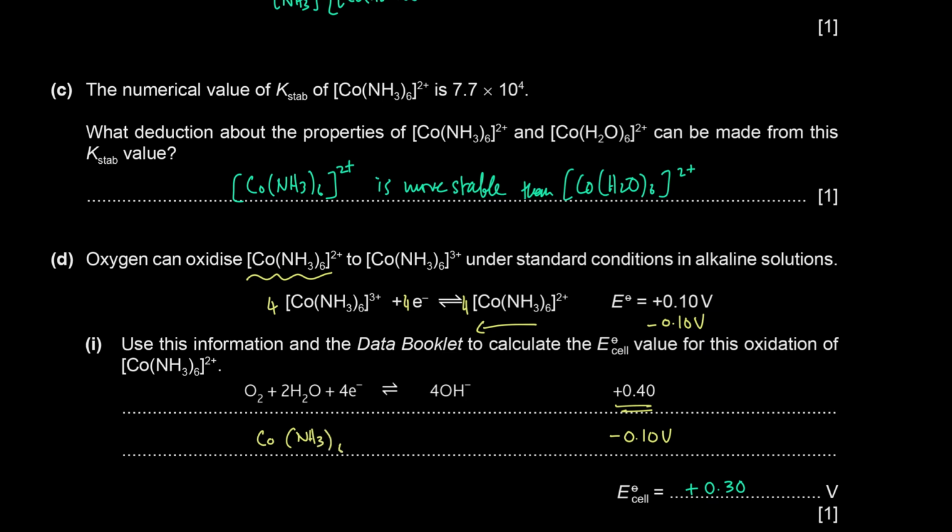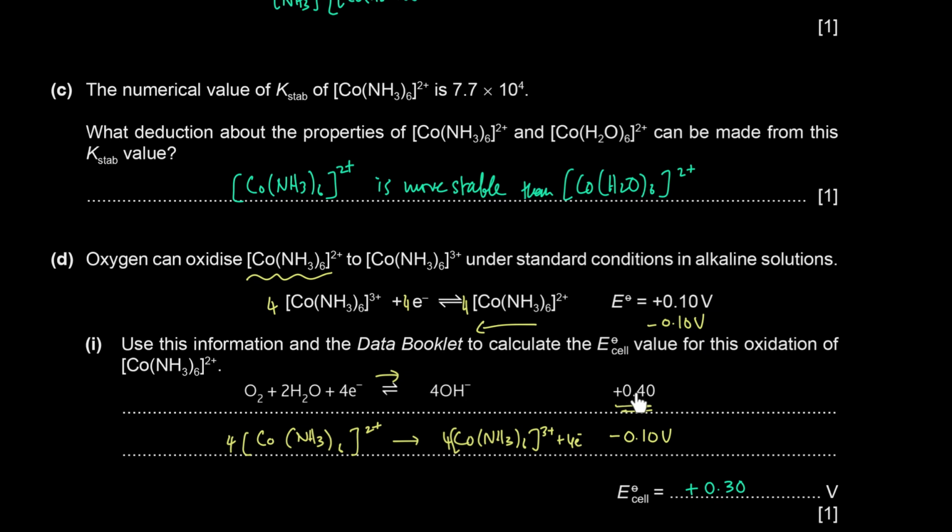So what you have over here is your half equation for the oxidation of the cobalt 2 complex to the cobalt 3 complex. Okay, so you have 4 Co(NH3)6 2+ going to 4 Co(NH3)6 3+ plus 4 electrons. And again, the other half, if you have aqueous conditions, then you're going to use the other half equation.